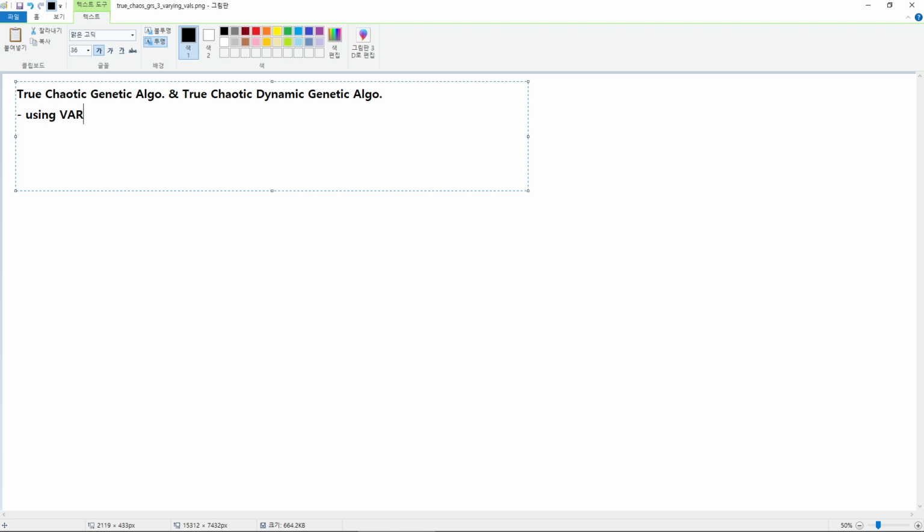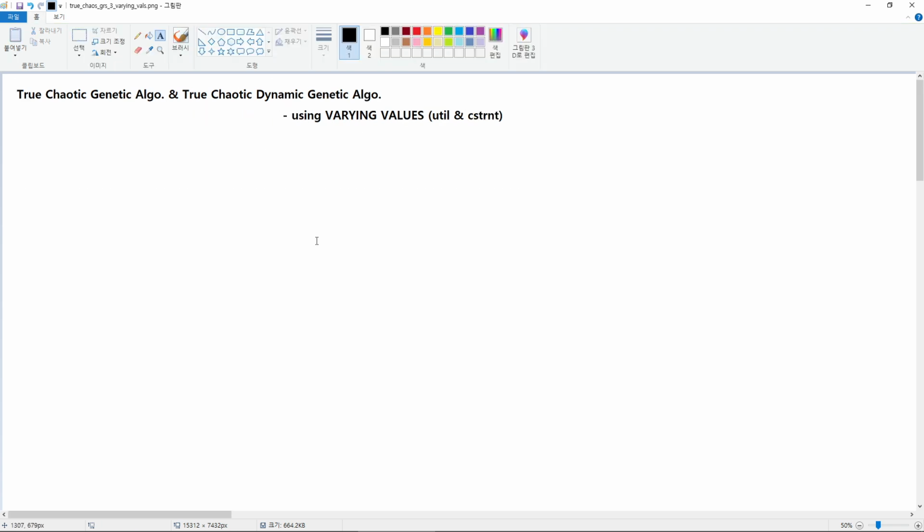Using varying values. By values I mean utility values and constraint values. So that's what I did, and I did 4 rounds of grid searches, and I'll also write these down.